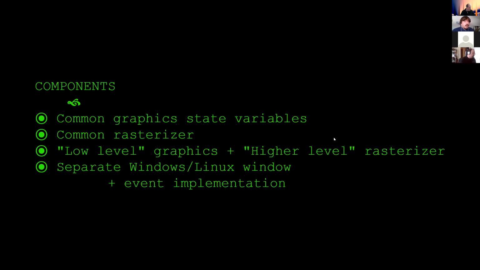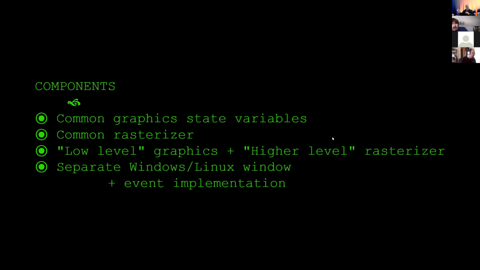Okay. Cool. So the way this layer that I've added is structured is I've got a bunch of graphical state variables and then a rasterizer that is common between Windows and Linux. So it's the same piece of code that's used in either case. The rasterizer tries to depend mostly on the state variables and not on any of the graphics calls. And so there's this weird low and higher level split, because you've got low level words that call into the APIs to actually get windows and put things on the screen and so forth.